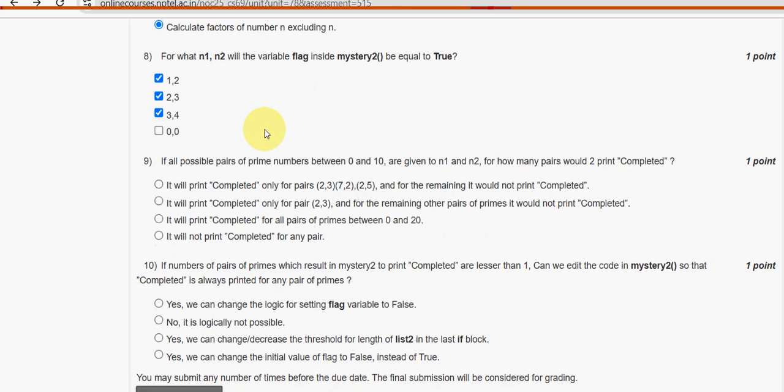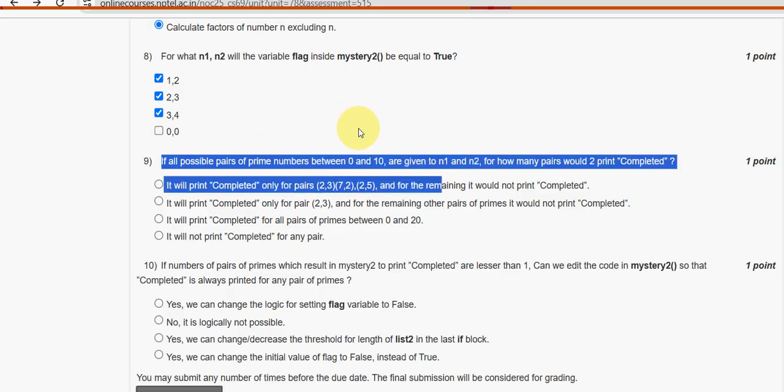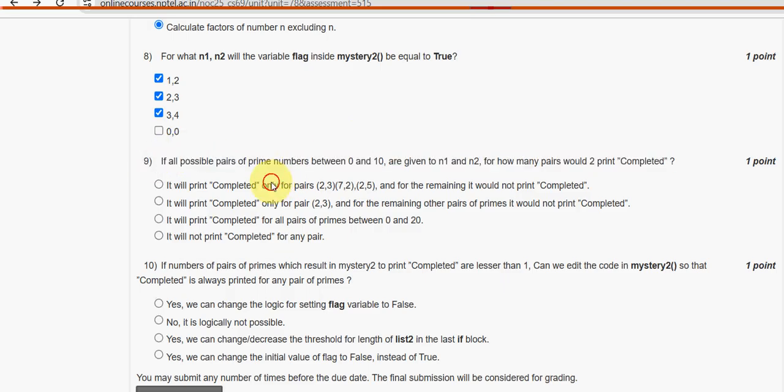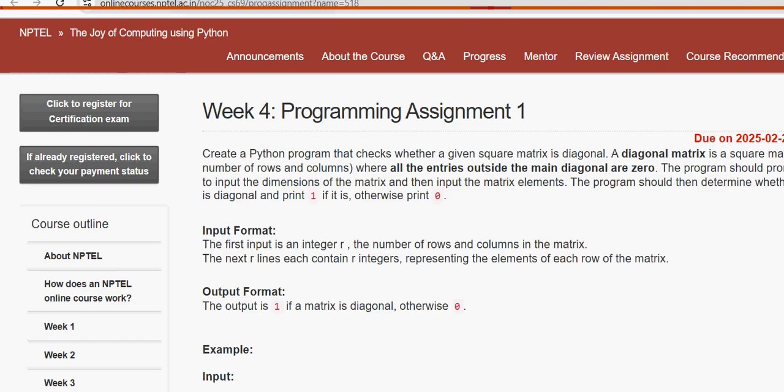Next, the ninth one: if all possible pairs of prime numbers between 0 and 10 are given to n1 and n2, for how many pairs would mystery2 print completed? So for the ninth question, the fourth option is the probable solution, guys. It will not print completed for any pair. And before moving into the 10th question, I will give the solutions for the programming assignments as well.